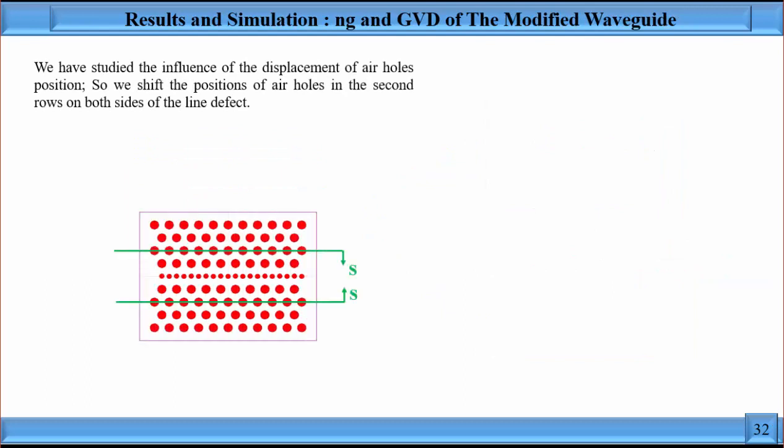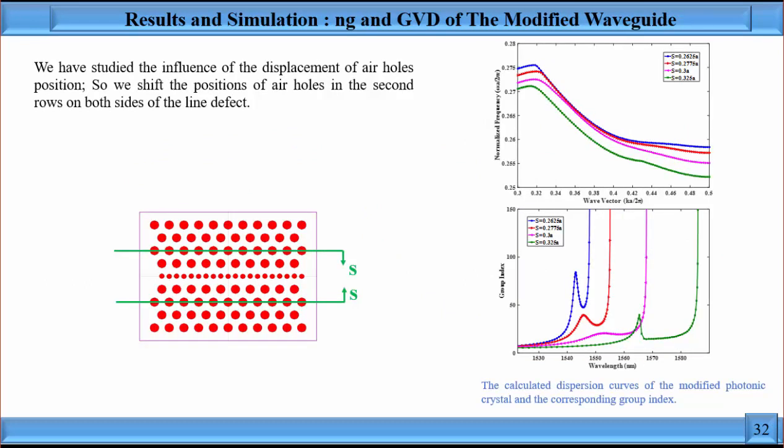Slide 32. NG and GVD of the modified waveguide. We have studied the influence of the displacement of air hole positions, so we shift the positions of air holes in the second rows on both sides of the line defect.